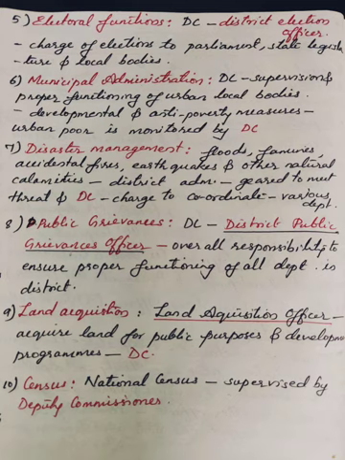Number 9, land acquisition. Land acquisition in the sense of land purchase. The deputy commissioner is the land acquisition officer, or land purchase officer, and acquires or collects land for public purposes, and developmental programs are carried out by the deputy commissioner. Number 10, census. The national census done periodically is supervised by the deputy commissioner.